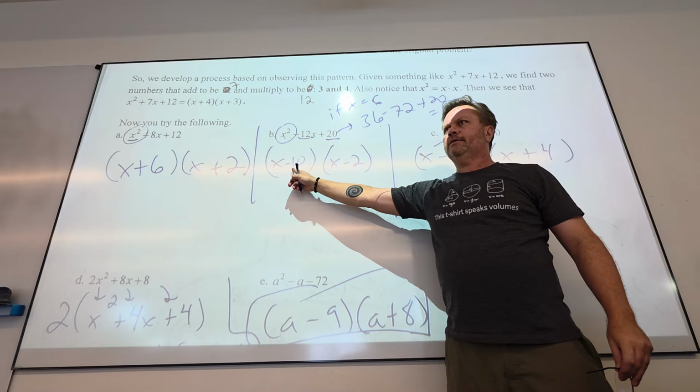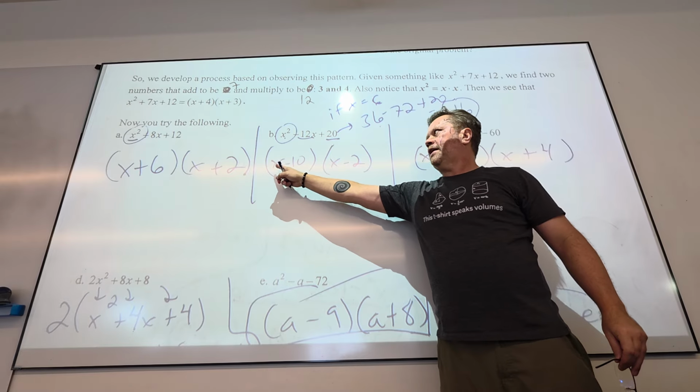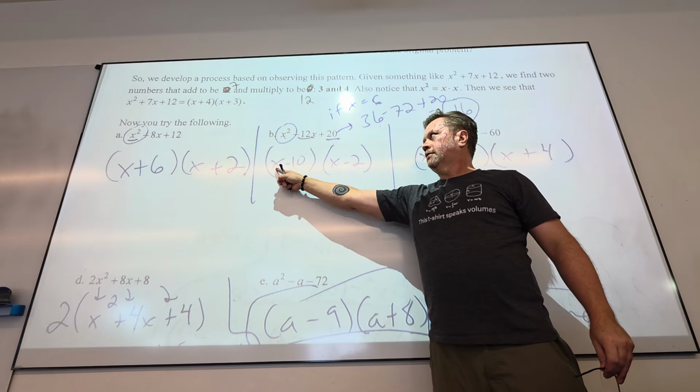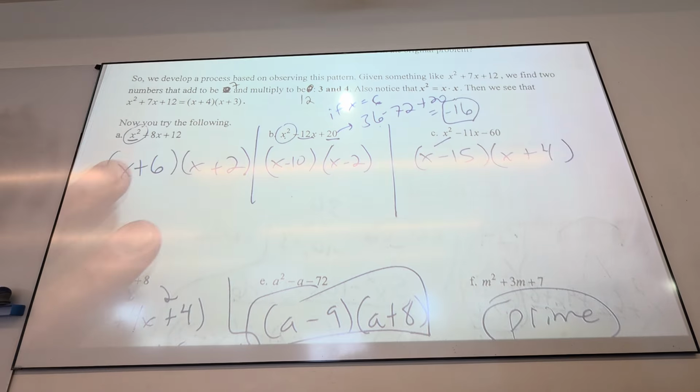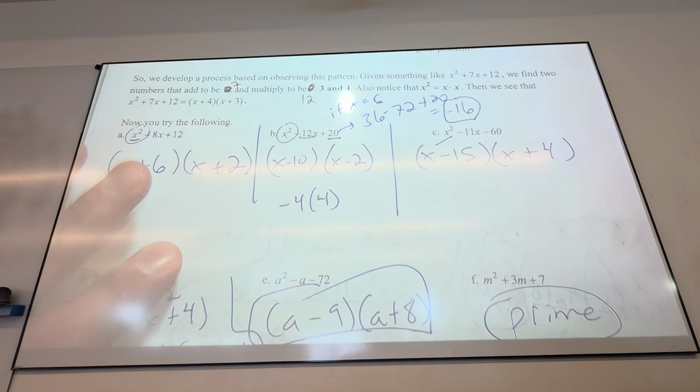What is this if x is 6? What if x is 6? What is this? Negative 4. If x is 6, what is this? Positive 4. Is that a way to factor negative 16? If it is. Do you understand what I'm saying?